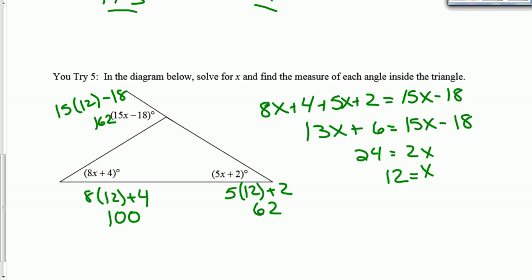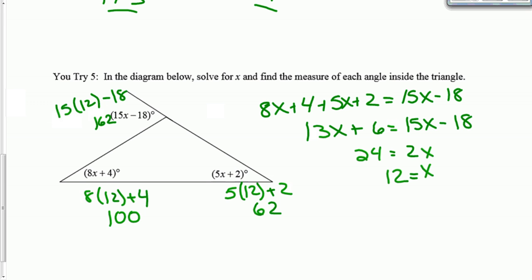Okay, take a look here. So I added them up: 8x plus 4 plus 5x plus 2 is equal to 15x minus 18. I did my math. I got x to equal 12. All right, when I plugged it in, I got my numbers. 100 plus 62 is 162, and that's what I got on the outside also.